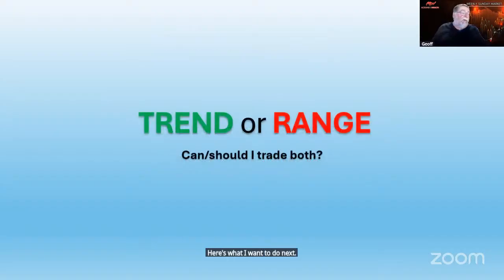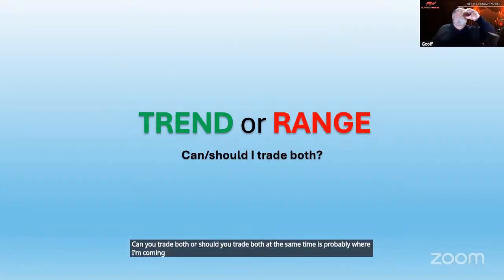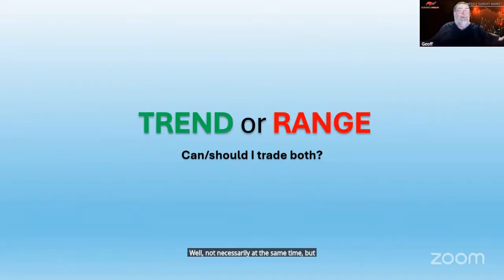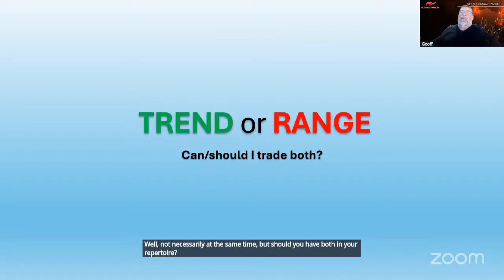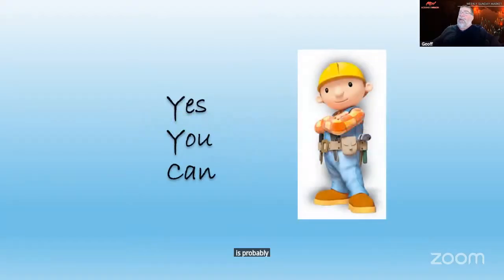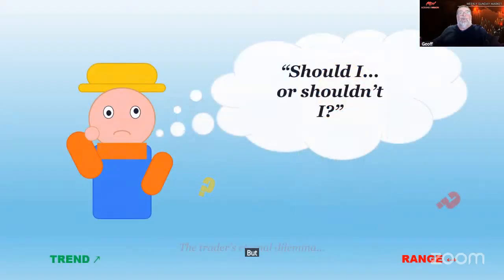Can you trade both, or should you trade both at the same time? Or not necessarily at the same time, but should you have both in your repertoire? Of course, you can trade either, but should or shouldn't you have a system to trade with the trend and a system to trade with the range? Or should you just do the one thing?